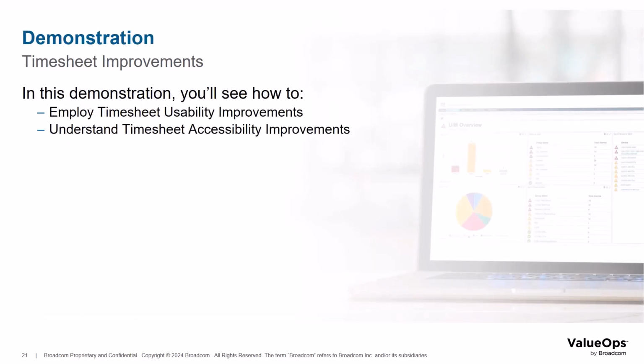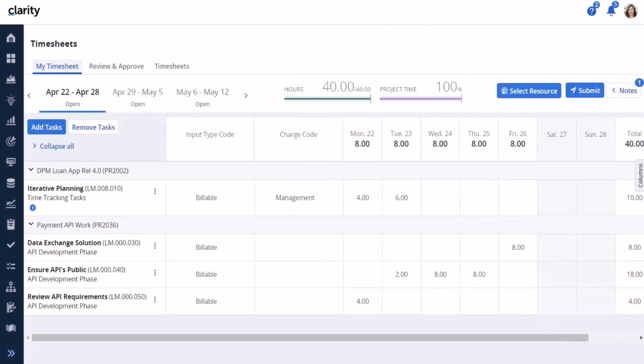Next, I'll walk through the usability improvements that we made in timesheets, and then after that, we'll take a look at the accessibility improvements for the keyboard user. First, we'll take a look at the changes that were made to the time period selection.